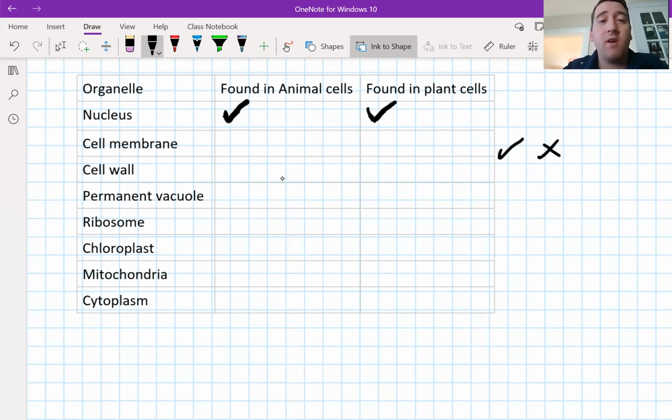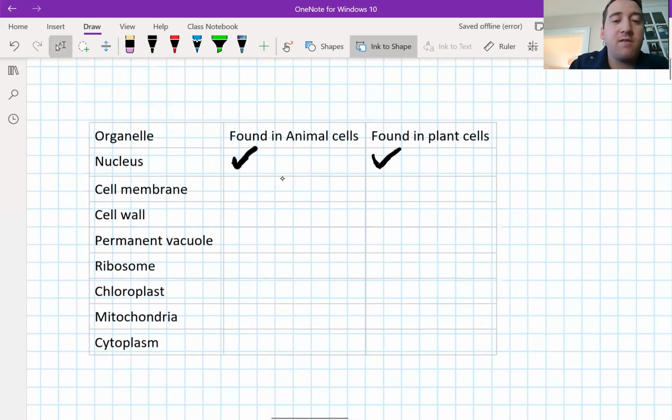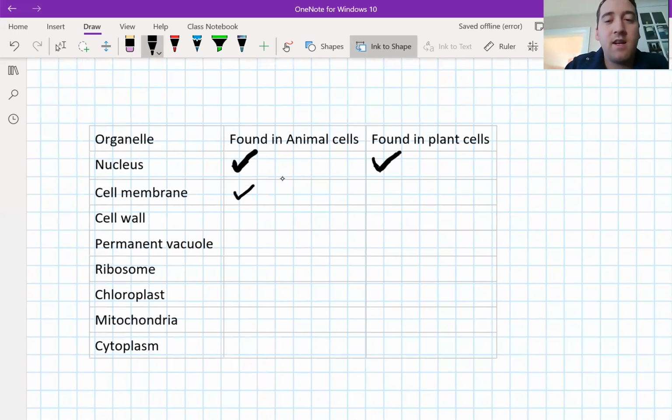Okay, so you should only be watching the video if you have done that now. If you have completed this table and you have ticked or X'd it, this is what you should have. Cell membrane is found in animal cells? Yes, it is. And it's found in plant cells? Yes, it is. A cell wall, is it found in animal cells? No, it's not. Here's our first X. It is found in plant cells.